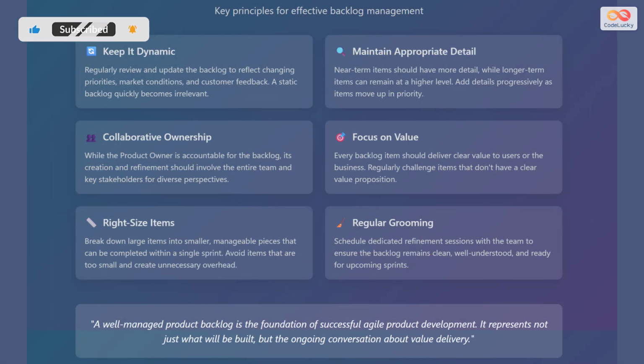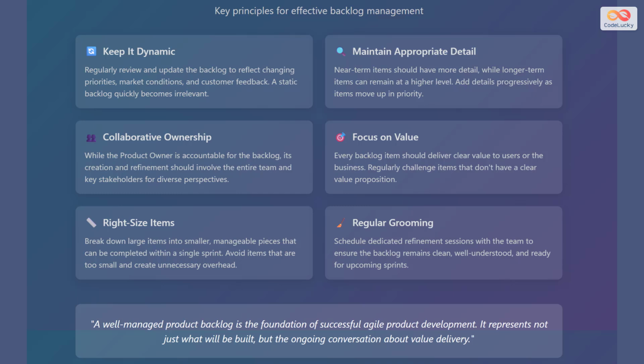Here are some best practices for effective backlog management. Keep the backlog dynamic by regularly reviewing and updating it to reflect changing priorities, market conditions, and customer feedback. Maintain appropriate detail, with near-term items having more detail and longer-term items remaining at a higher level, adding details progressively as items move up in priority.